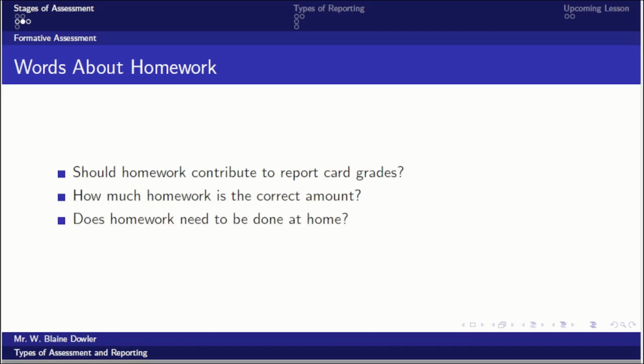Now, does the homework need to be done at home? Not necessarily. Homework is not important because it's done at home. Homework is important because it's done independently. So calling it homework is a bit of a misnomer. Independent work is the important piece.